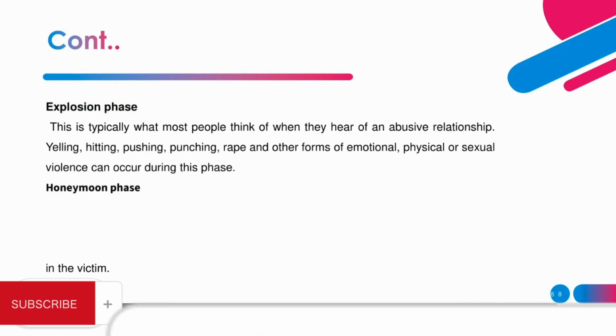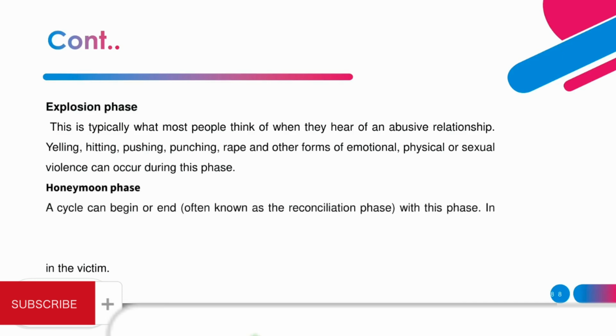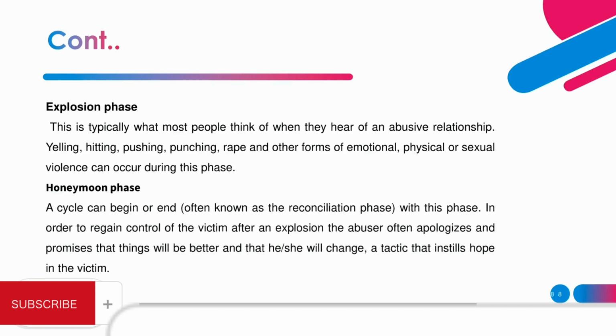Honeymoon phase. A cycle can begin or end, often known as the reconciliation phase, with this phase. In order to regain control of the victim after an explosion, the abuser often apologizes and promises that things will be better and that she will change, a tactic that instills hope in the victim.